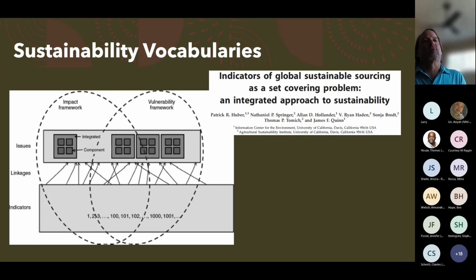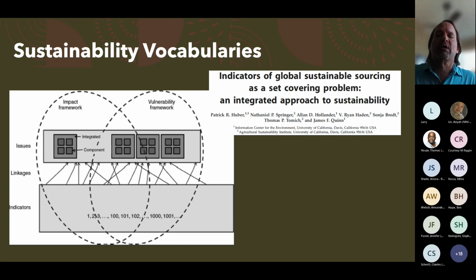So this is the work, sustainability vocabularies. You can check it out here if you have an interest. But basically, once we have these vocabularies of issues and indicators, we can begin to develop impact frameworks around the impact that specific interventions may have on addressing these. And we can also develop a vulnerability framework.